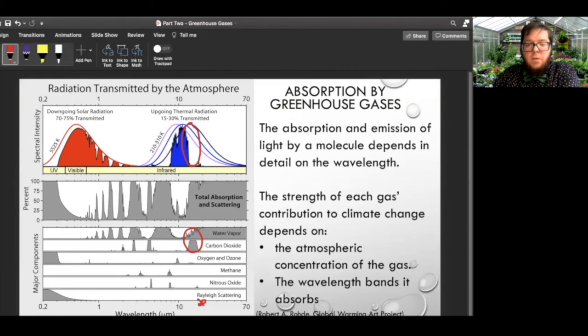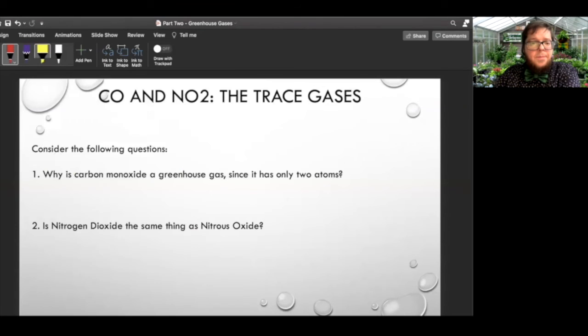Right? Now, you might have heard about methane. We'll talk about methane in a minute. What's it doing down all the way over there? Okay, let's start talking about some of these individual gases in a little bit more detail, and then we should be able to wrap up in time for any other questions you might have. We'll start with the little guys. Carbon monoxide and nitrogen dioxide.